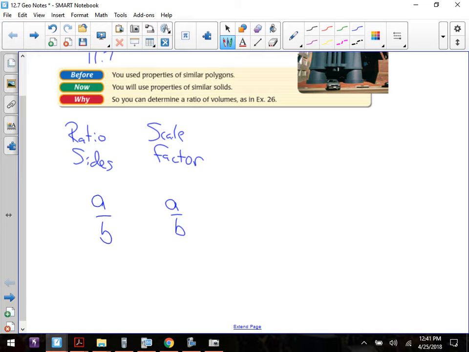From that, we then did the ratios of the areas. Area ratios were in the format of A squared to B squared. What you did is you just took the scale factor and squared it. And if you had the ratio of the areas, you took the square root of it to get the scale factor. Going forward, coming backward.